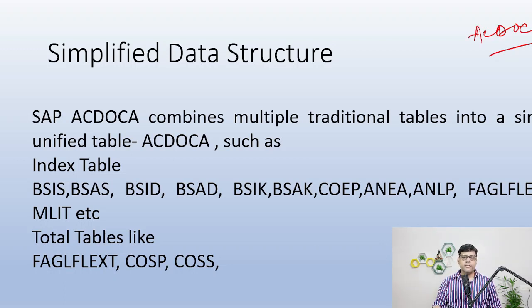Universal journal simplifies the financial data in your S4. In ECC or in the older versions, we have different tables for different purposes. Now all these things are simplified, which replaced almost all tables, from a transaction point of view. But keep one thing in mind here, that there is no major change in the master tables.